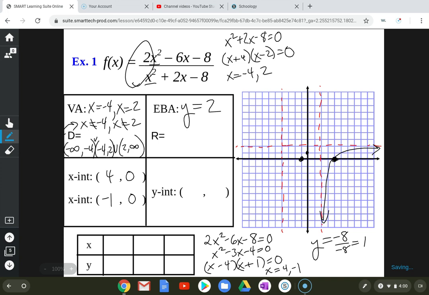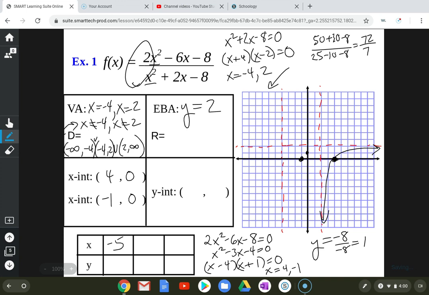To get over in this area, I'm going to find a y value at x equals negative 5. So if I plug in a negative 5, I get 2 times 25, which is 50, plus 30 minus 8 over 25 minus 10 minus 8. So I get 80 minus 8, which is 72, over 25 minus 18, which is 7. So something around 10, but it's going to be a positive number.